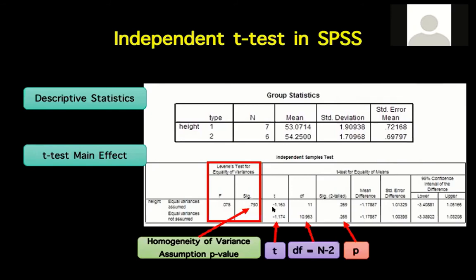Oh yeah, but that's what we wanted. So yeah, that's what we wanted, and then that will tell you which row to read. So if p was less than 0.05, then you would say equal variance is not assumed, and that's when you would read the bottom row instead.